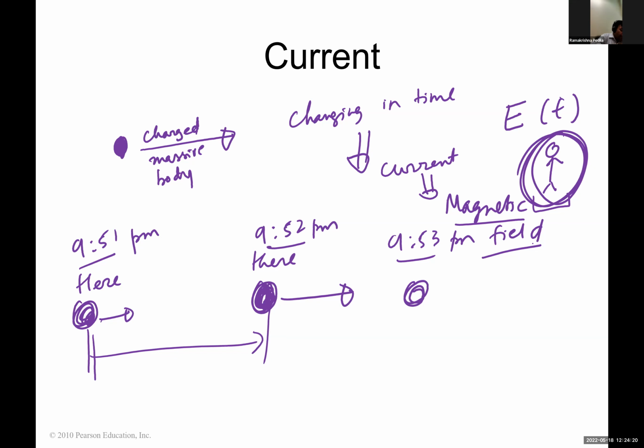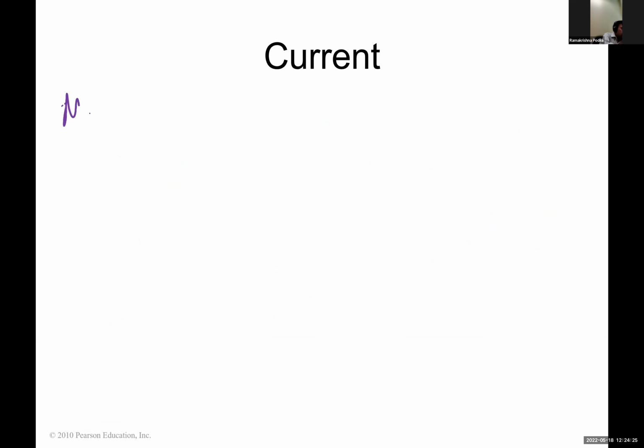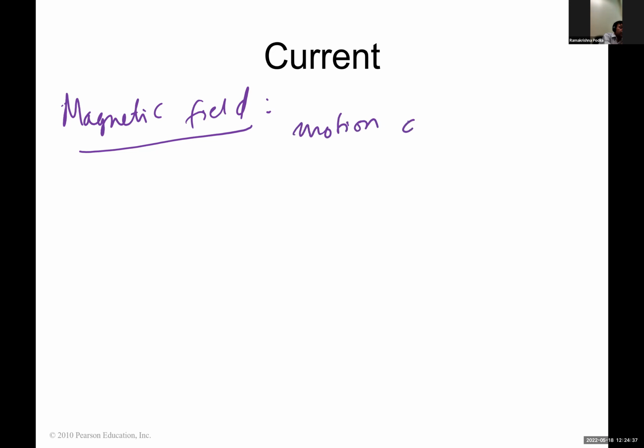So magnetic field is just another type of field. Just like how we have seen gravitational field and electric field, by field, we mean how the space around is modified. So magnetic field is another type of field that comes from motion of charges.